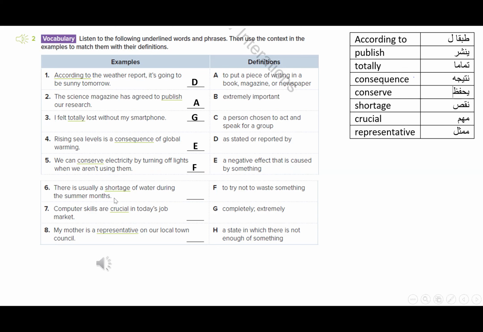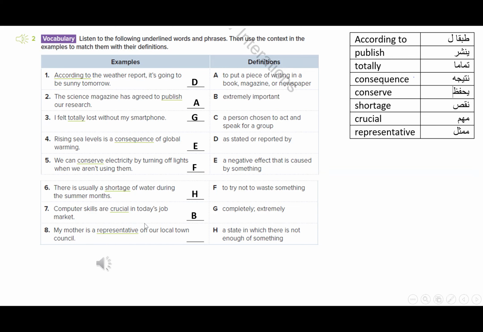Number six, there is usually a shortage of water during the summer month. So the word summer month and the shortage of water, فنقدر نخمن, shortage means a state in which there is not enough of something. Seven, computer skills are crucial in today's job market. فكلمة today's job market وcomputer skills يخلينا نخمن كلمة crucial means extremely important. Eight, my mother is a representative on our local town council.